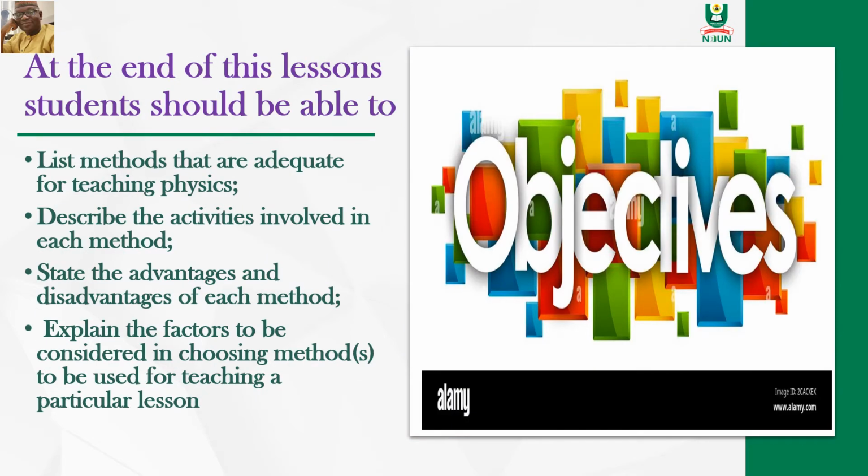Now, what is our goal at the end of this class? At the end of this lesson, the objectives are: students should be able to list methods that are adequate for teaching physics, describe the activities involved in each of the methods, state the merits and demerits of each of the methods, and explain the factors to be considered in choosing methods to be used for teaching a particular lesson. So these are some of the goals or the objectives you are going to attain at the end of this class.